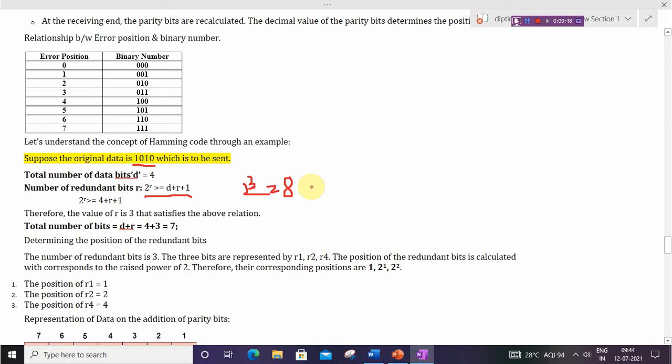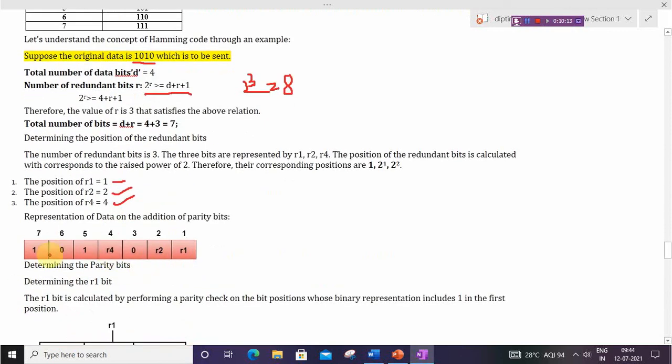Then the 3 bits are represented by R1, R2 and R4. The positions of the redundant bits are calculated corresponding to the raised powers of 2, means 2 to the power 0, 2 to the power 1, 2 to the power 2. Means the position of R1 is 1, then R2 is 2 and R4 is at 4. So the data will be here: R1, R2, then the data, then R4, then again 1, 0, 0, 1, then R4, 0, R2, R1.